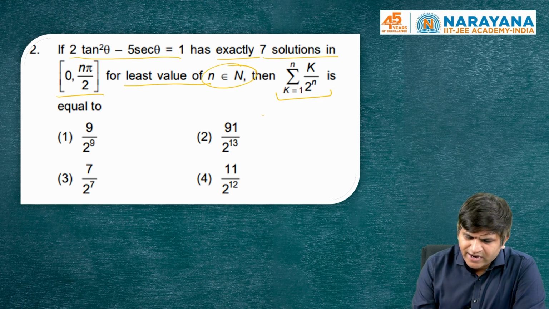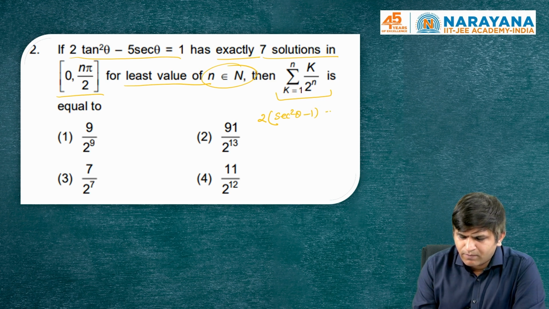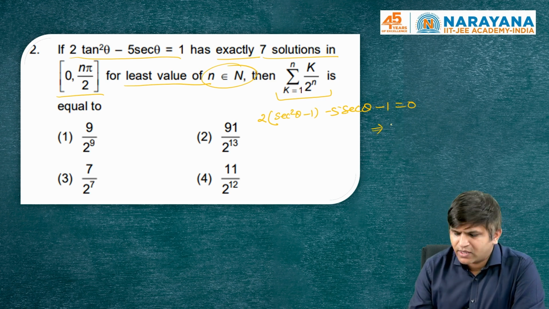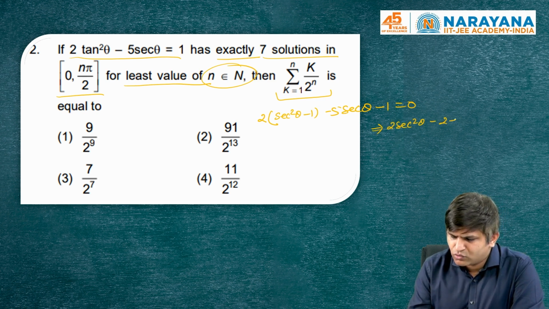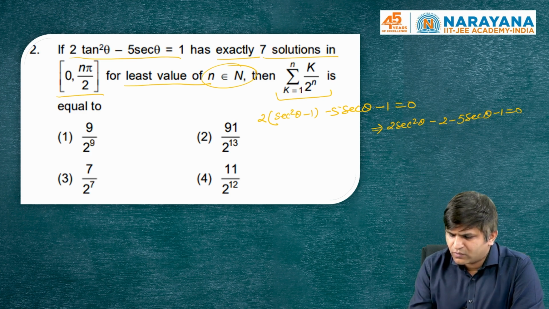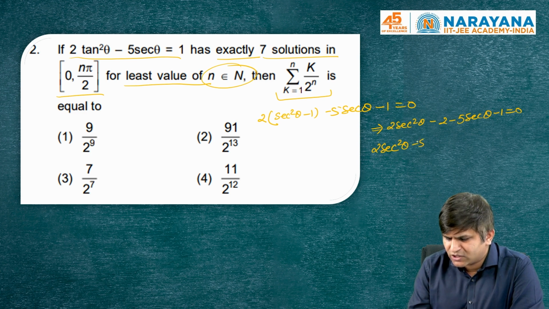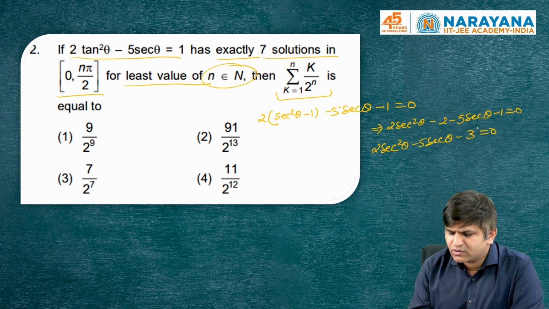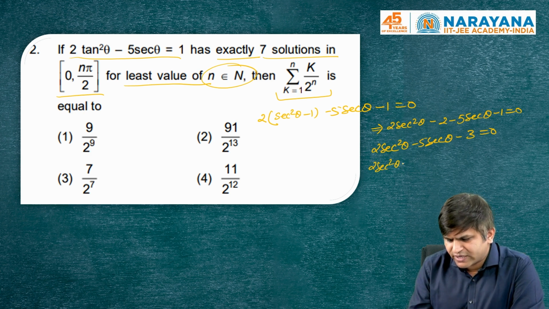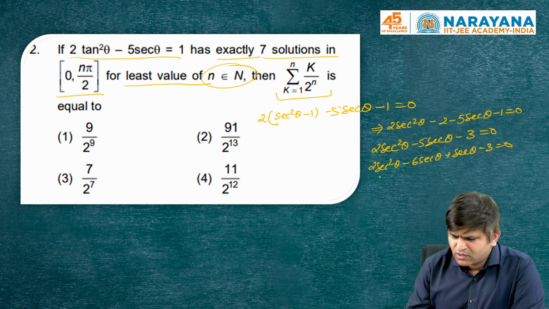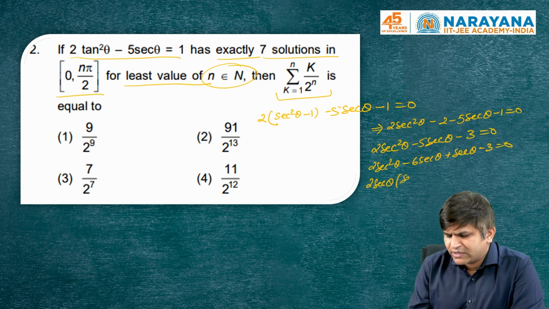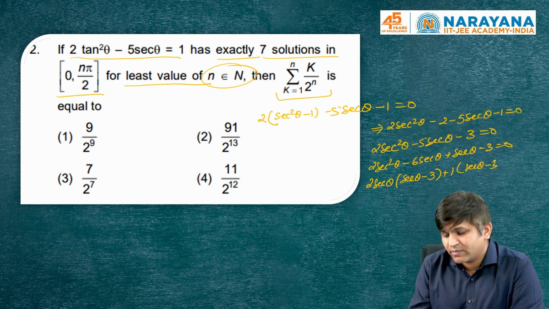We can write 2 tan^2 θ as sec^2 θ - 1, so 2(sec^2 θ - 1) - 5 sec θ - 1 = 0. We get a quadratic: 2 sec^2 θ - 2 - 5 sec θ - 1 = 0, so 2 sec^2 θ - 5 sec θ - 3 = 0. Factorizing: 2 sec^2 θ - 6 sec θ + sec θ - 3 = 0. Taking 2 sec θ common, we get (sec θ - 3), and taking 1 common, (sec θ - 3) again.